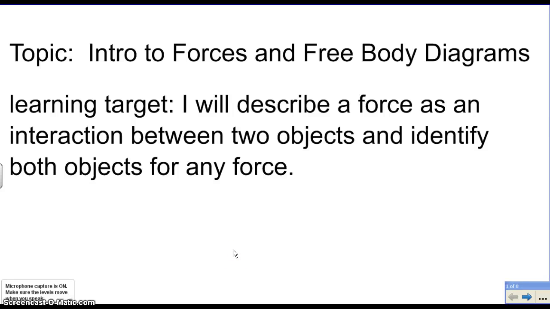Hello AP Physics, this is Dunlap, and our topic today is Intro to Forces and Free Body Diagrams. Our learning target is: I will describe a force as an interaction between two objects and identify both objects for any force. Go ahead and pause, write that down.